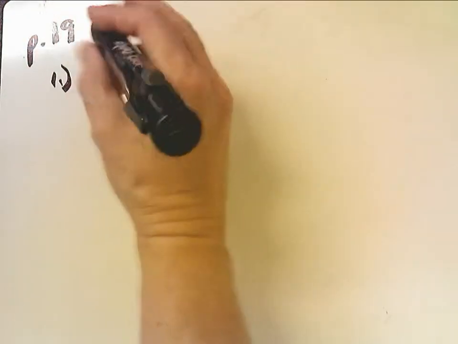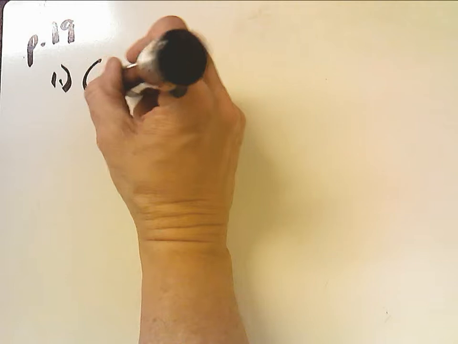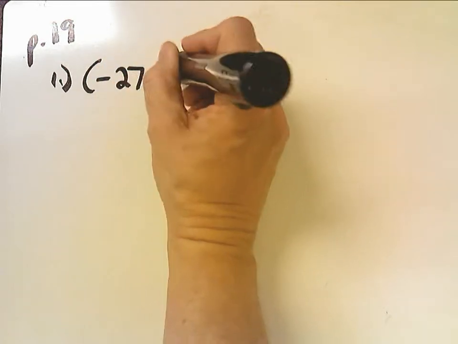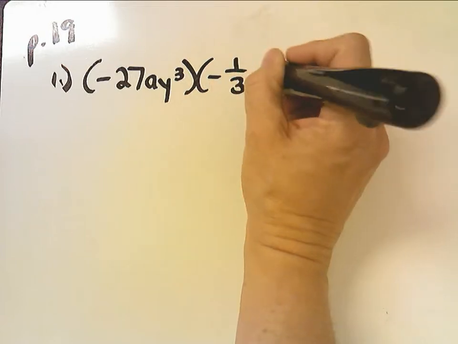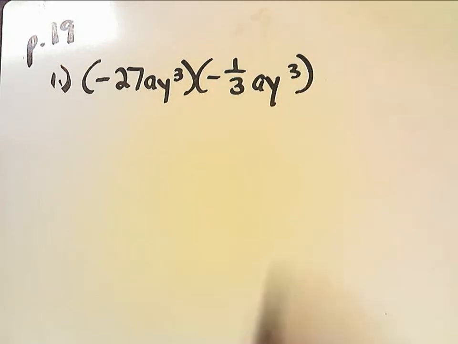Okay, if you open up to page 19 in your Chapter 8 packets, we're going to do an 8-2 review. So, number 1 is negative 27ay cubed times negative 1/3 ay cubed.